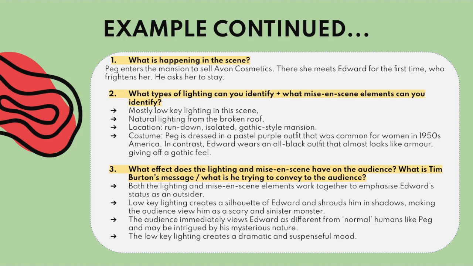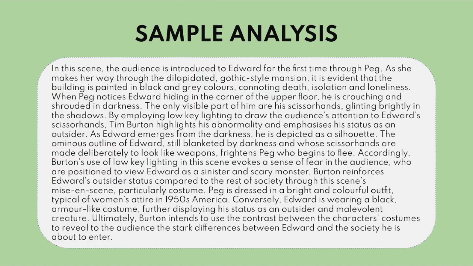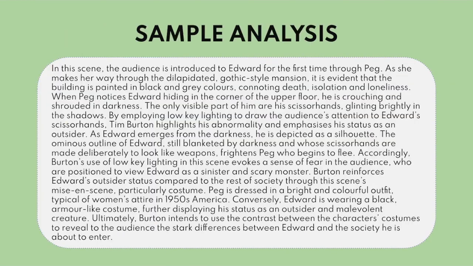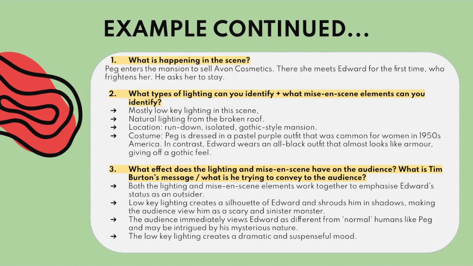So, we've described the scene. We've identified the different types of lighting, the different mise-en-scene elements in that scene. We've talked about the effect that the lighting and mise-en-scene has on the audience. And lastly, we've spoken a little bit about the meaning behind this scene, the director's message. So, what do we need to do now? We need to essentially put everything into one paragraph. And I've written a scene analysis paragraph based on these questions or these dot points that we just did.